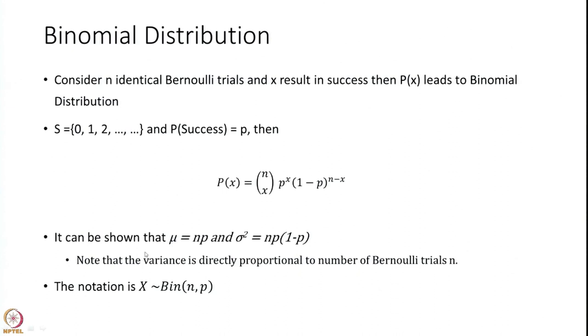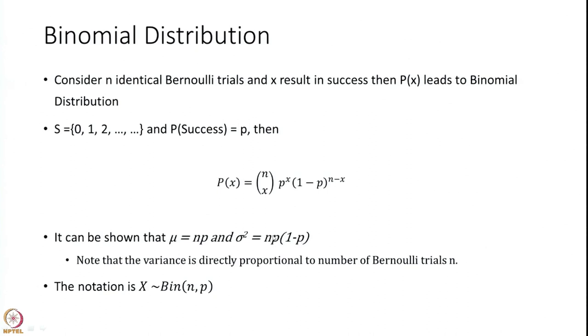I will again leave it to you. It can be shown that the mean value for such a distribution is np, and the variance is n times p times 1 minus p. Sometimes 1 minus p is also denoted by q. So, it is also written as sigma square is npq.